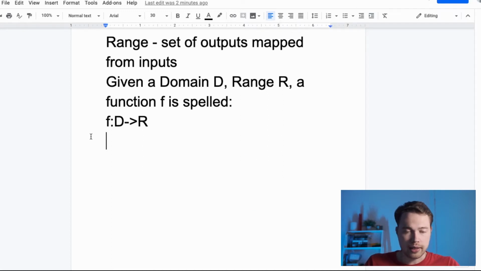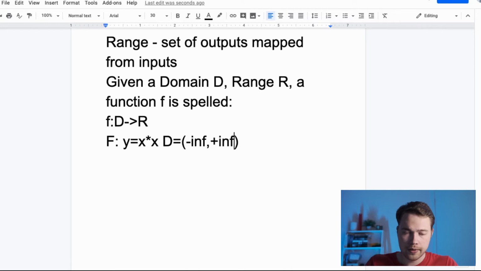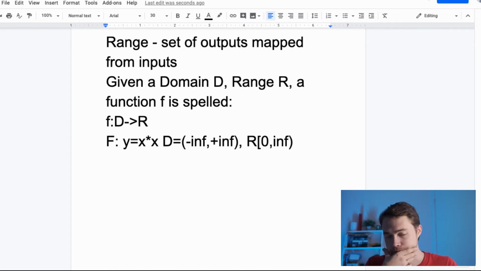For example, I can create a function f, which would be y equals x times x, so x squared, basically. In this case, what is D? D is all the numbers, from negative infinity to positive infinity. What is the range? The range would not be all the numbers, because if you have negative numbers and multiply them by themselves, they become positive. So the range goes from 0 up until positive infinity, because there is no way you can multiply a number by itself and get a negative number. It's impossible. So you need to keep in mind these two different things.